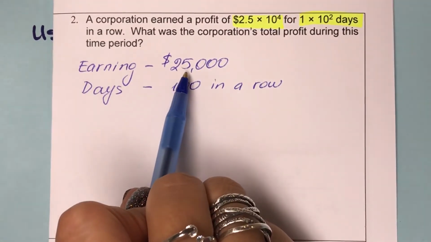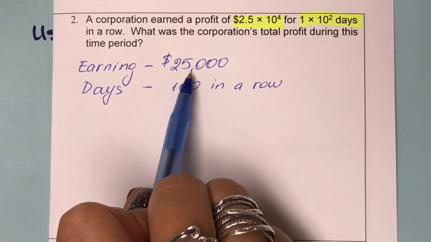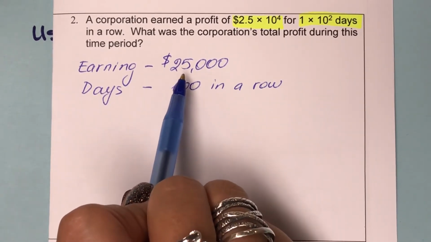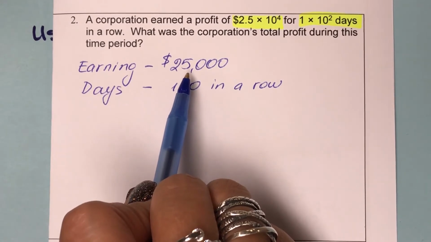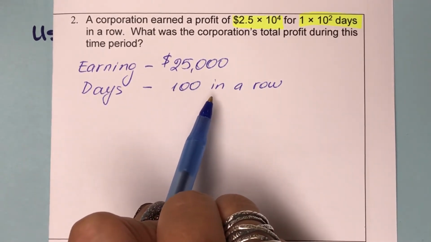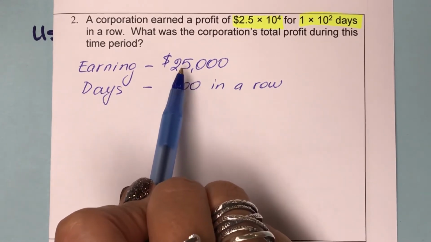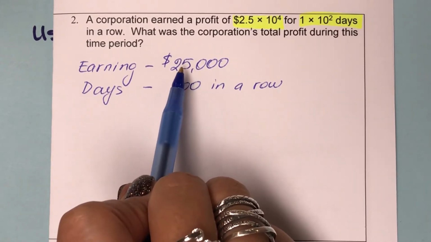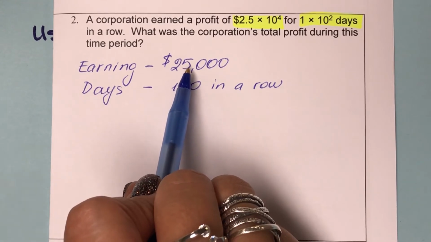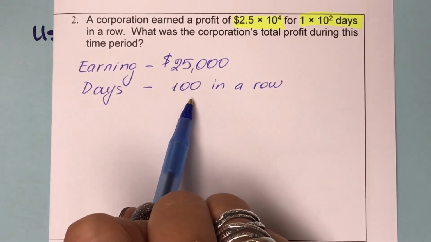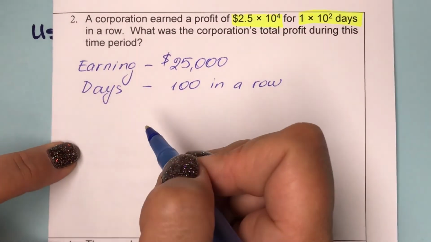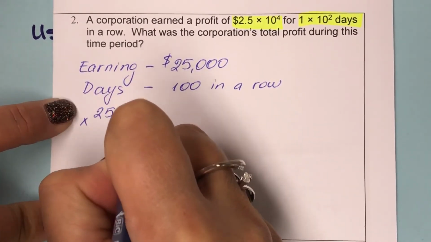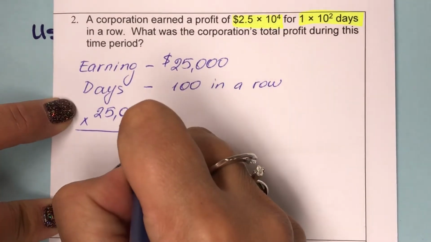So it's like first day 25,000, second day 25,000 more, then 25,000 more, 25,000 more, 25,000 more. So every single day they are earning 25,000 more for 100 days in a row. So that means that we're going to multiply 25,000 times the number of days that they are earning that amount. So in a 100-day period it is the multiplication of 25,000 times the 100, which can be done in standard form.